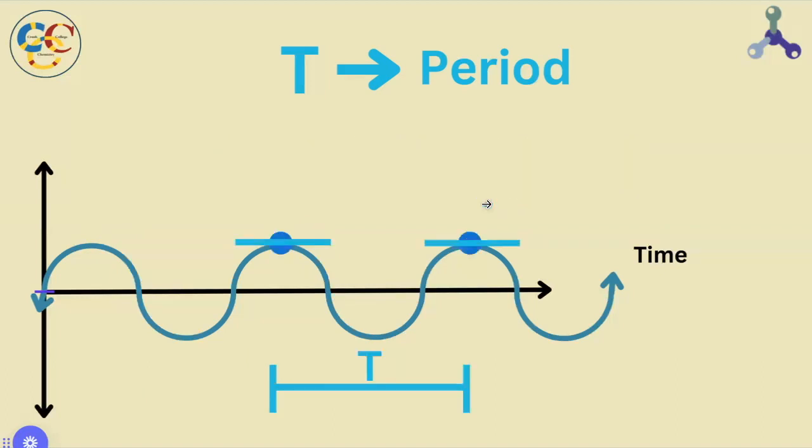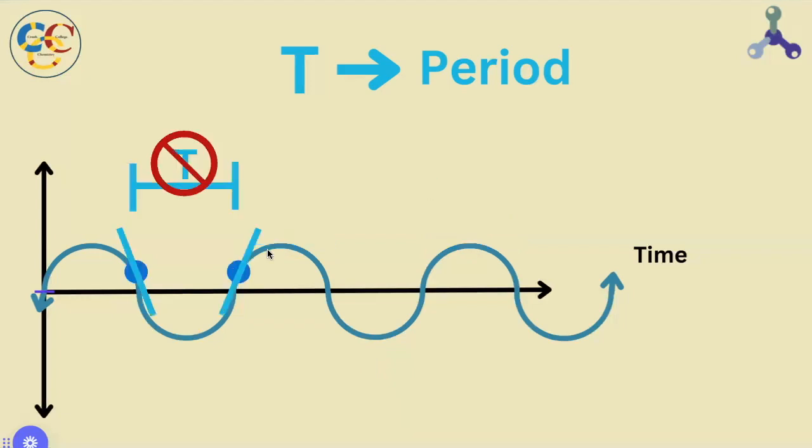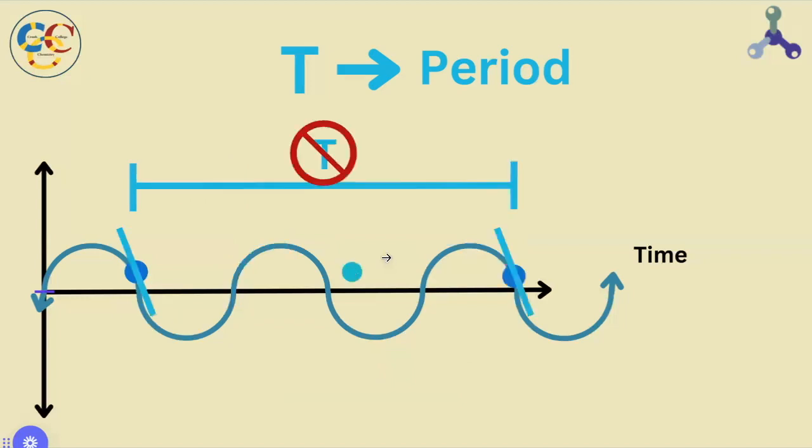That is why both peak to peak and trough to trough distances constitute a period, because these points respectively have the same height and the same slope as each other. This is not a period because although these points have equal height, they have different slopes. This one's negative and this one's positive. This is also not a period because even though they share the same height and the same slope, they are not consecutive in sharing these features.